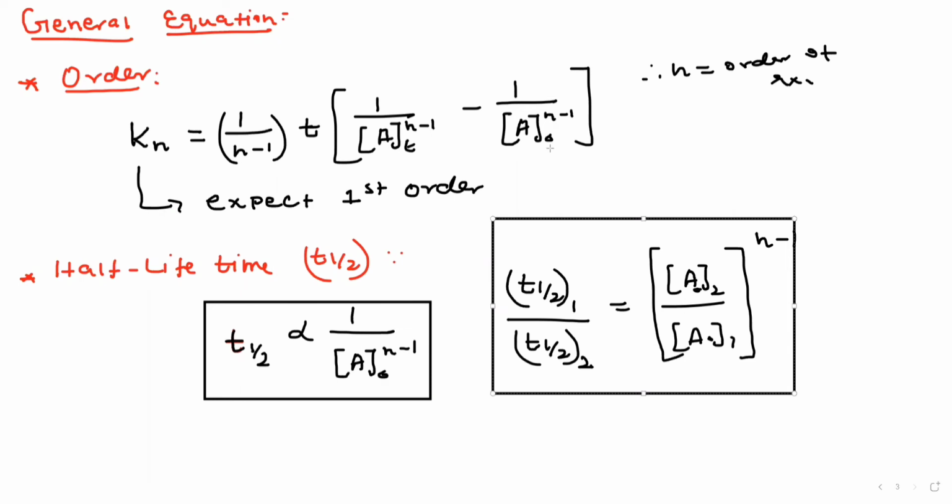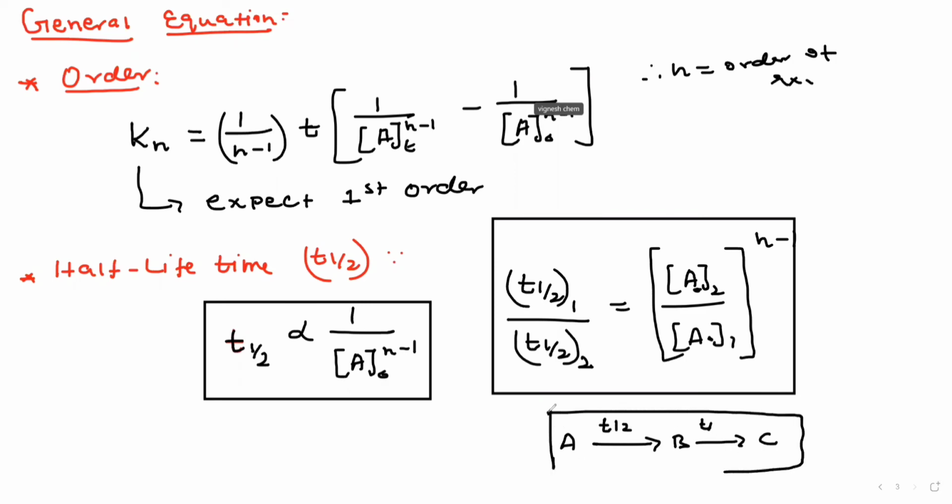I will give an example for this. See, A gives B and B gives C, the same reaction. The t½ values are given and the concentrations are given. Using the two t½ values and two concentrations, we can find out which order it is. This is very important for problem-based concepts. These are two general equations for the order of the reactions.